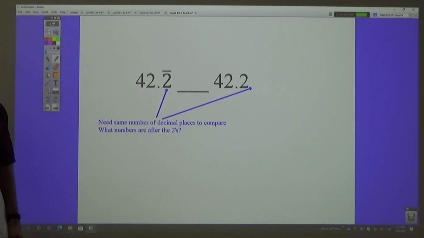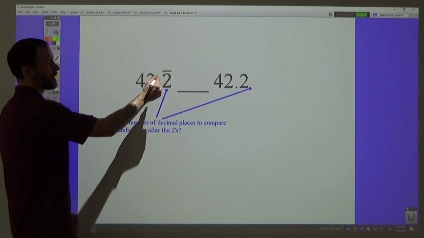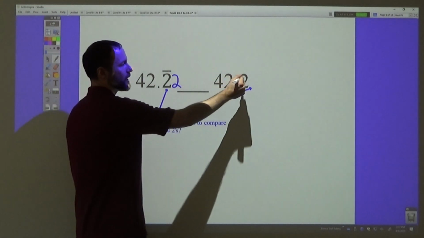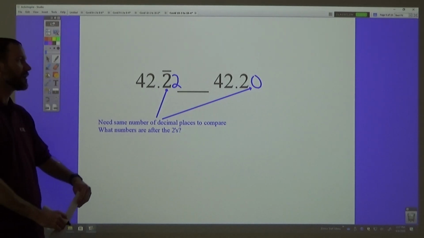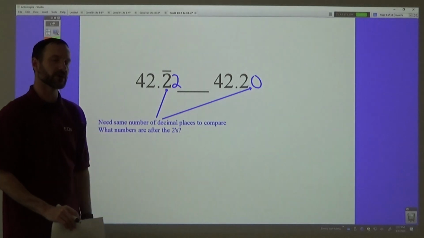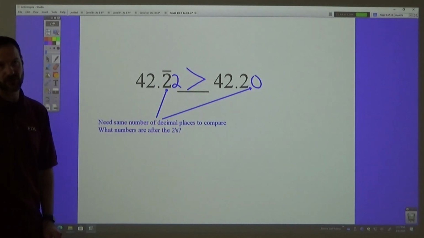42.2 repeating and 42.2. They look like they're sort of the same, but this one is repeating. We have to go one step farther. If we add the next number here because it's repeating, that's really a 2. The next number here, because that's terminating, would be a 0. So this is really like $42.22 and this is like $42.20. 22 cents is bigger, so that is greater than.